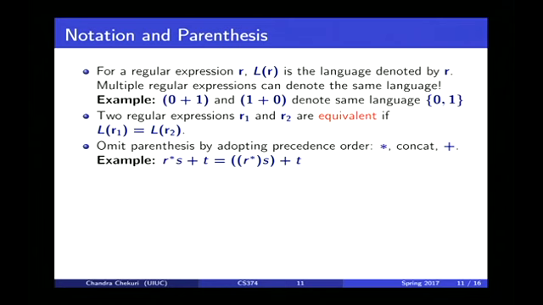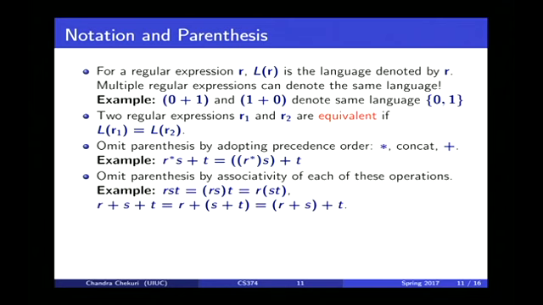Okay. And then also, RST means that, because concatenation is associative and union is associative, RST is simply RS concatenated with T or R concatenated with ST. Yeah? So these are precedence rules.